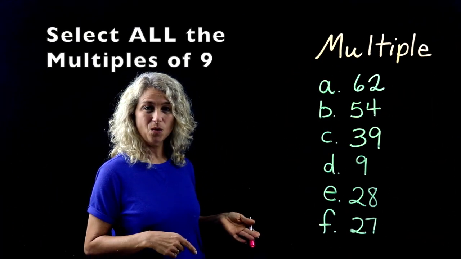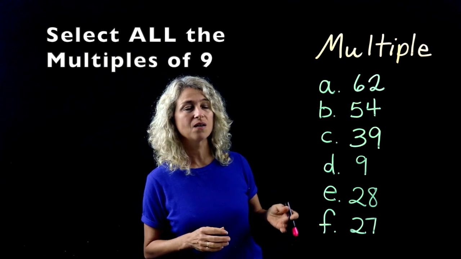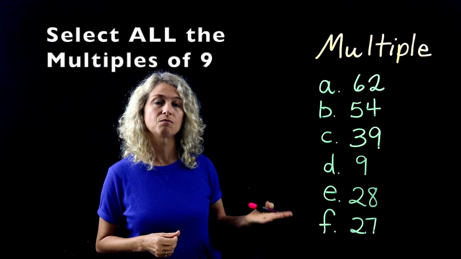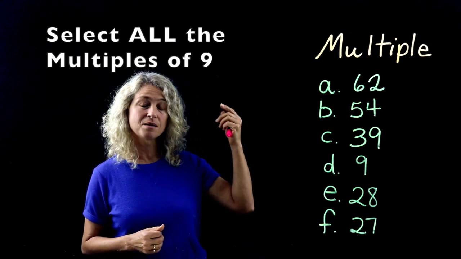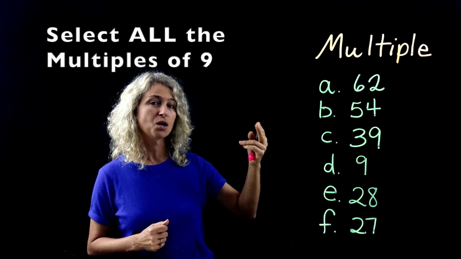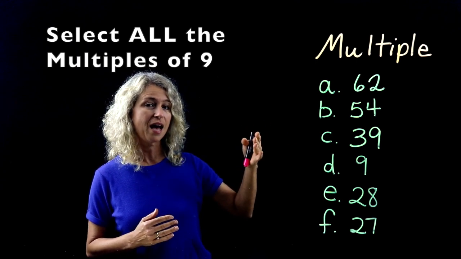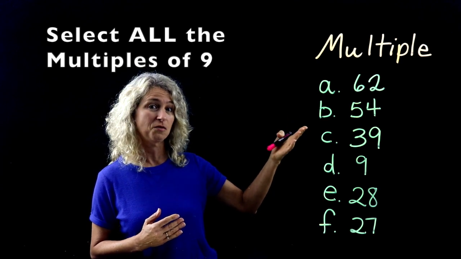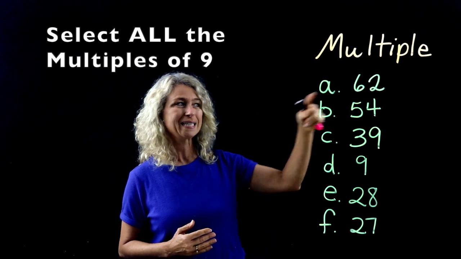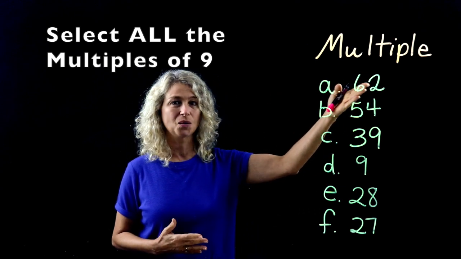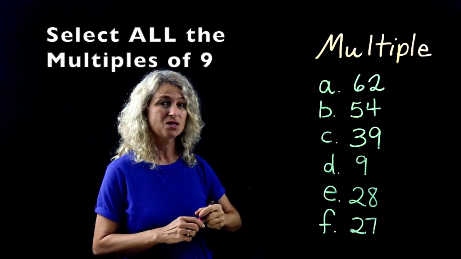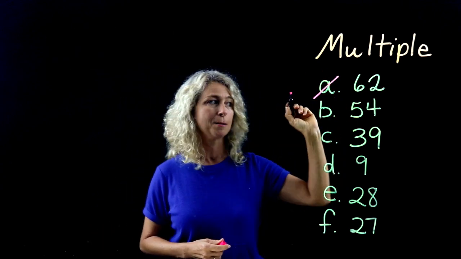So in this example, it says to select all the multiples of 9. Remember, the definition or the meaning of multiple is the multiples are the actual products. And so when you have a factor such as 9, you need to multiply it times another factor in order to get to one of these multiples. So what times 9 is 62? Well, we know that 9 times 7 is 63, so this is not going to work.